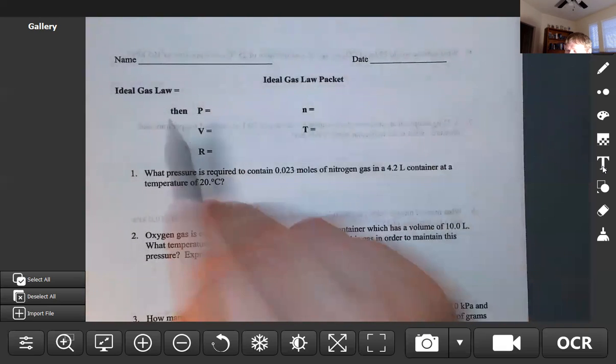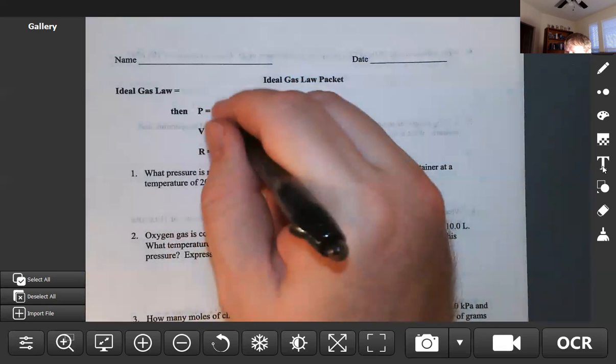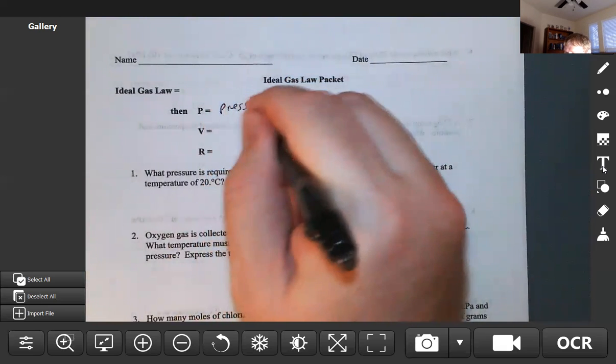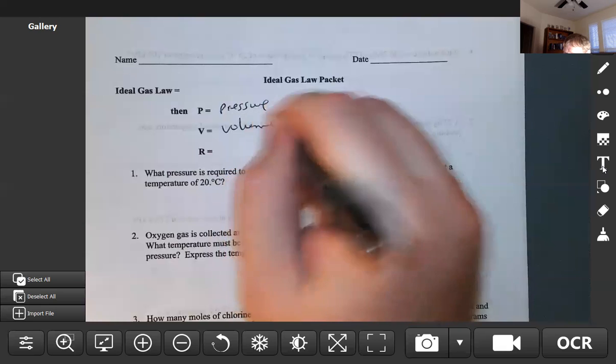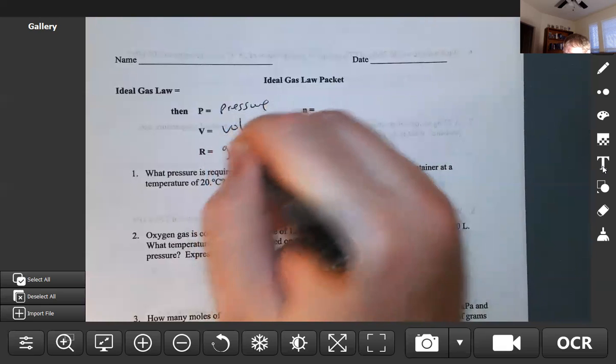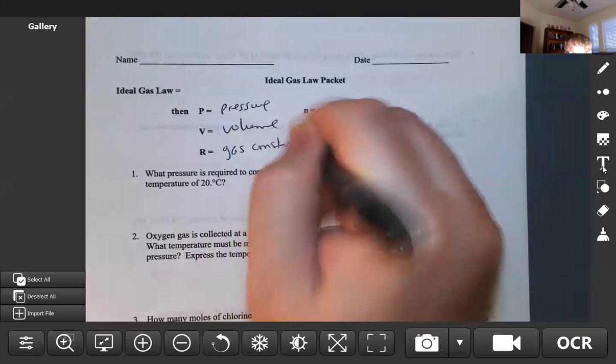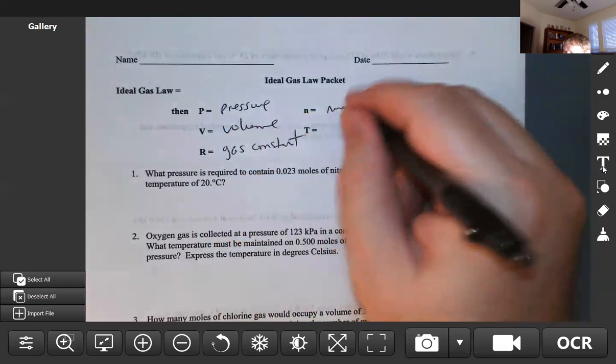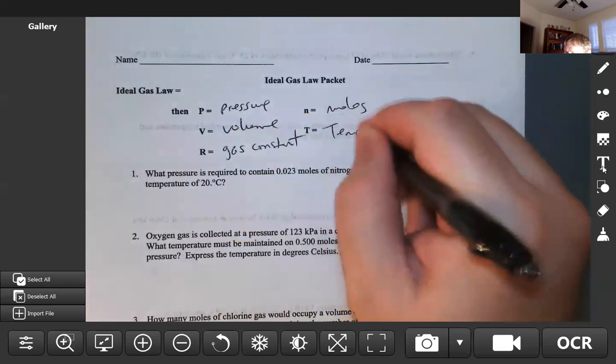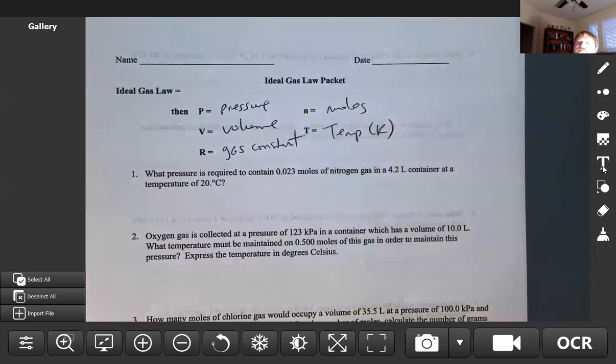All right, so the ideal gas law. P is pressure. We know this. V is volume. We know this. R is the gas constant, n is moles, and T is temperature. And the temperature does have to be in Kelvin, just like before.